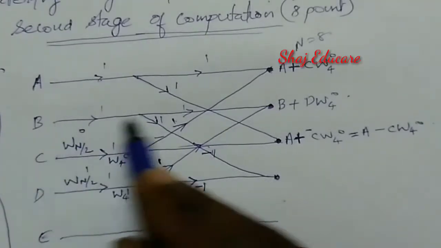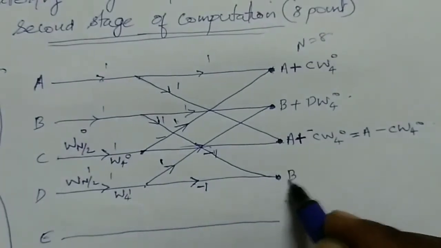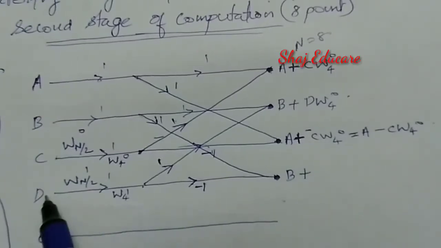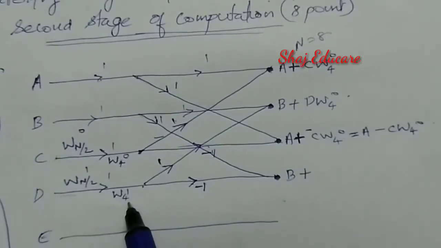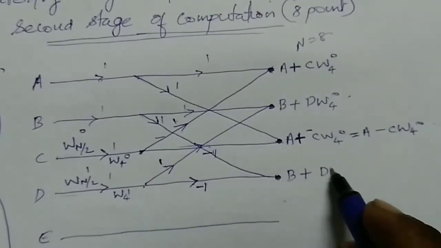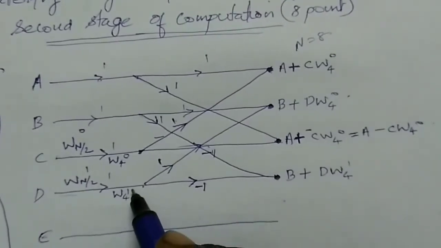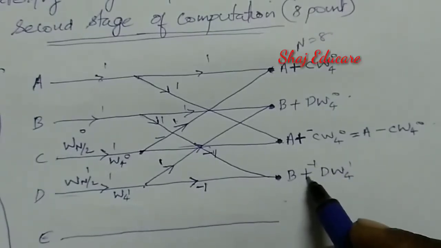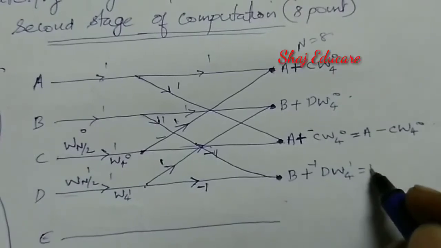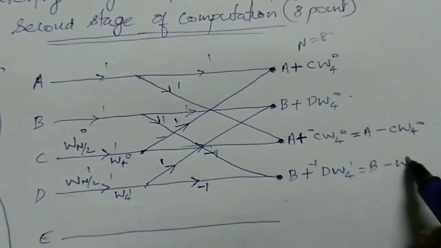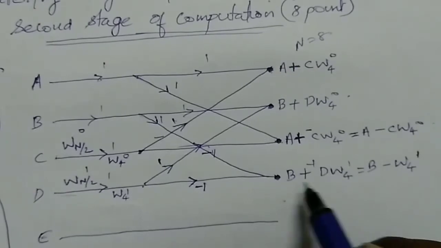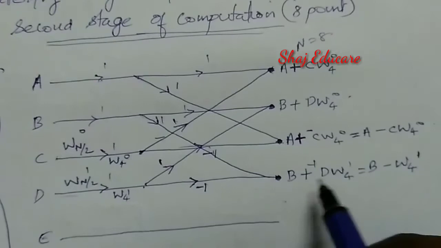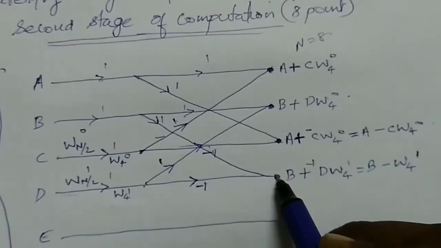Here the connections are from B into 1 into 1, that is B itself. This is a summing node, so I am going to put plus here, and another connection is coming directly from D into W_4 raised to 1 into minus 1. Again minus into plus becomes minus, so B minus D into W_4 raised to 1. Even if this is a summing point, ultimately this point acts like a subtract point.